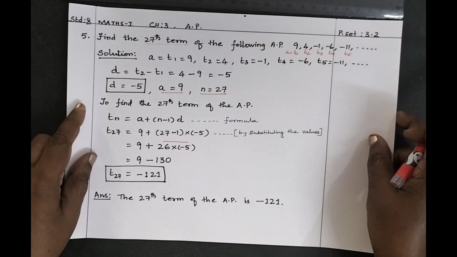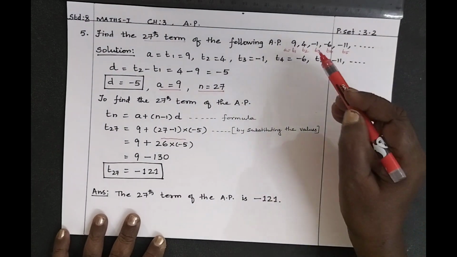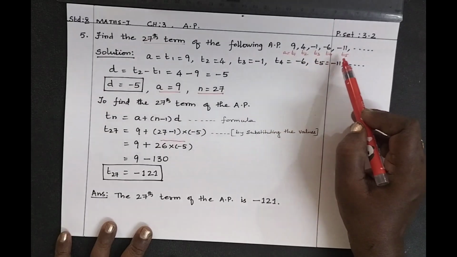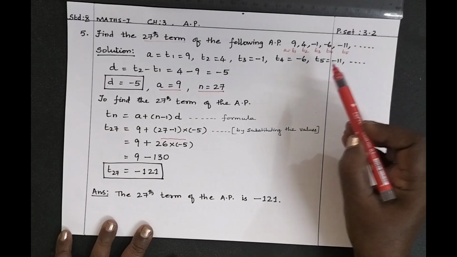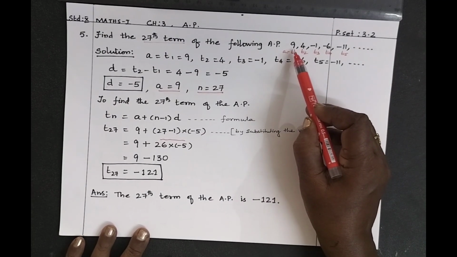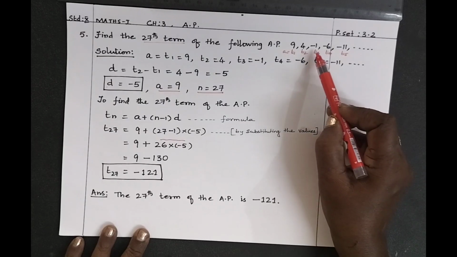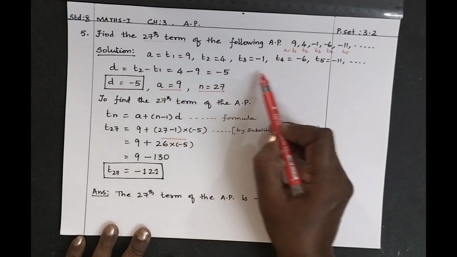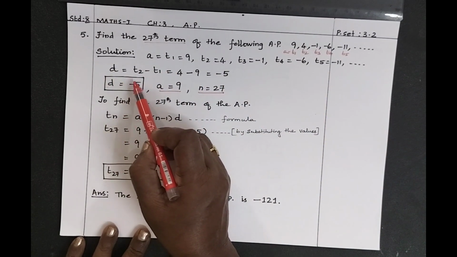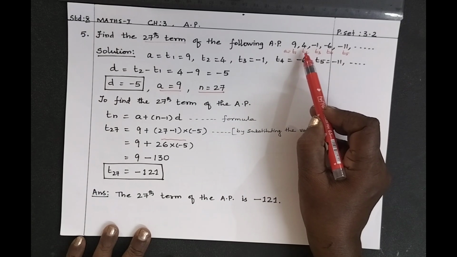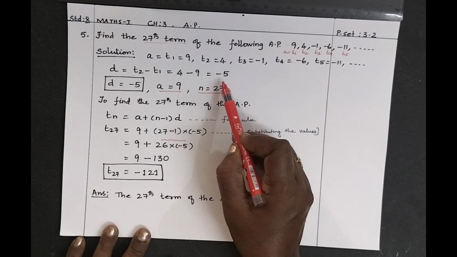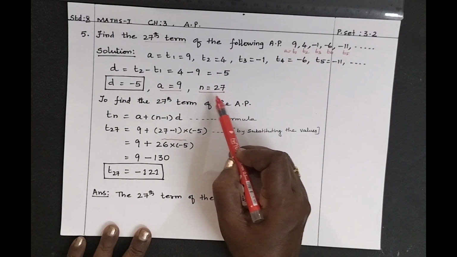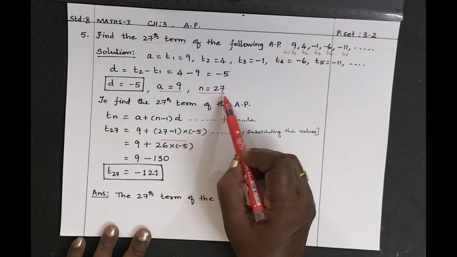Find the 27th term of the following AP. The AP is 9, 4, minus 1, minus 6, minus 11, etc. Now here 9 is what? The first term. A and T1 is 9, T2 is 4, T3 is minus 1, T4 is minus 6, T5 is minus 11. So let us write this way. Now d formula: d is equal to what? T2 minus T1, that is 4 minus 9, which is equal to minus 5. So d is minus 5, a is 9 the first term, and n is what? 27, the 27th term. So n is 27.